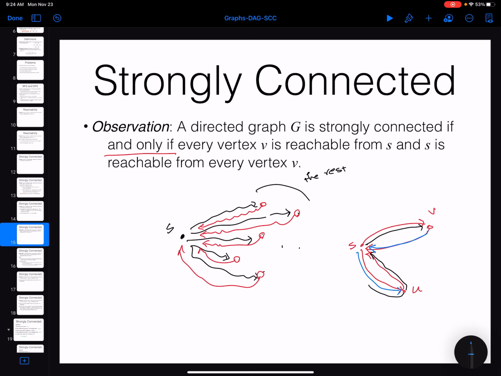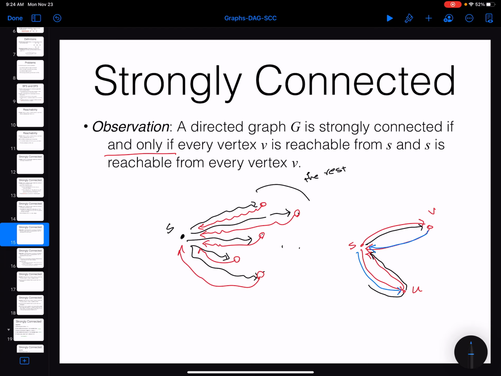So this check: if I take one node and show that there is a path from this node to all other nodes, and there is a path from every other node to this node, that's enough to show that the graph is strongly connected. I don't need to run the BFS or DFS over all the nodes.